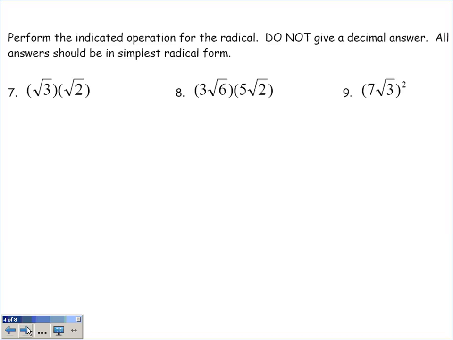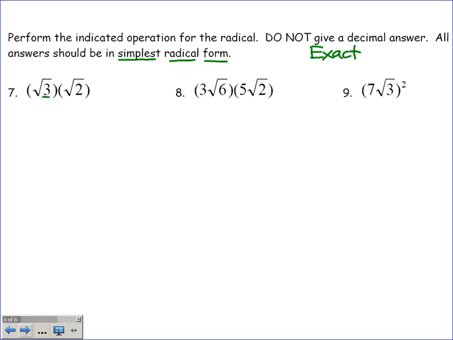Our next directions say perform the indicated operation for the radical. Do not give a decimal answer. This means we need the exact answer. All answers should be in simplest radical form. That means no decimals. This is the exact, fully simplified. That means even if you have a -1, you'll end up with just a negative. If you have something times 1, you would just have your answer.